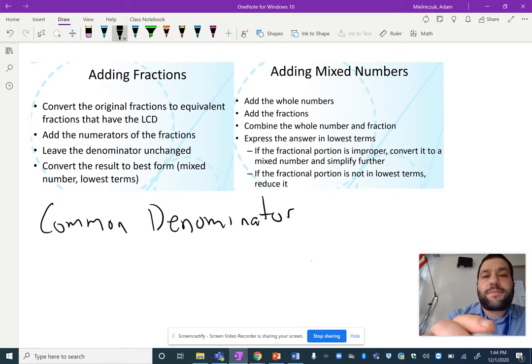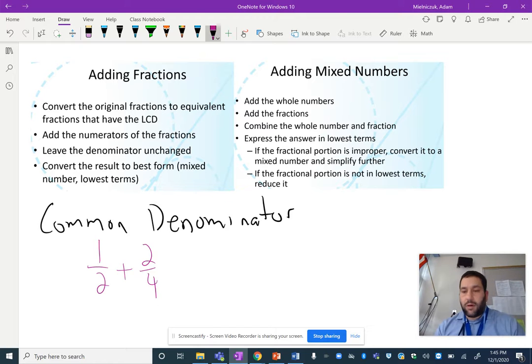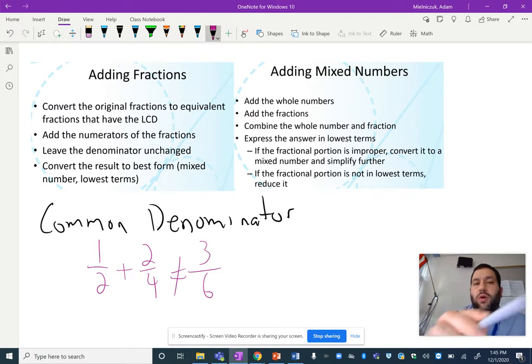Let's look at what happens if I want to add 1/2 plus 2/4. We all know that 1/2 and 1/2 is one whole. But if I don't find a common denominator, look what happens. 1 plus 2 is 3. 2 plus 4 is 6. So are we going to say that a half and a half equals a half? Clearly that's not true. Okay, we know that.